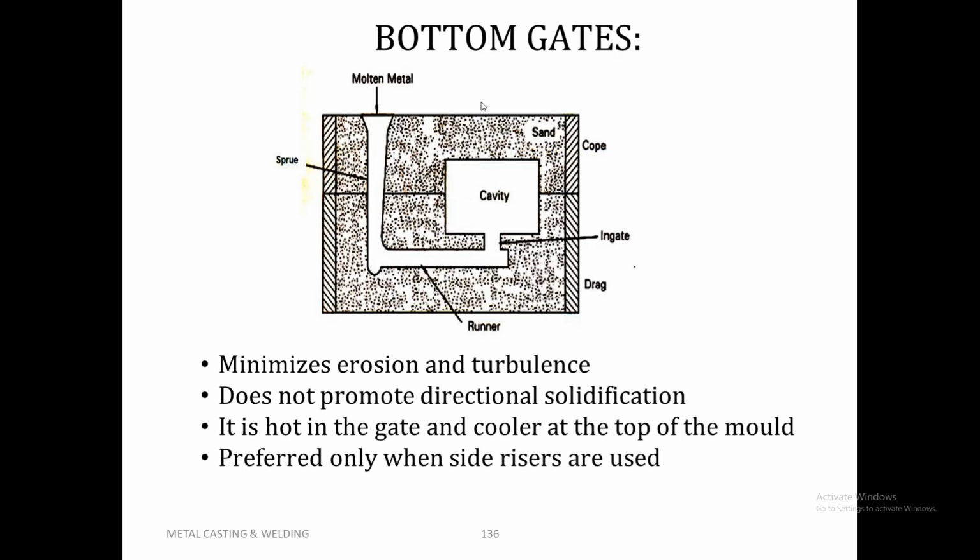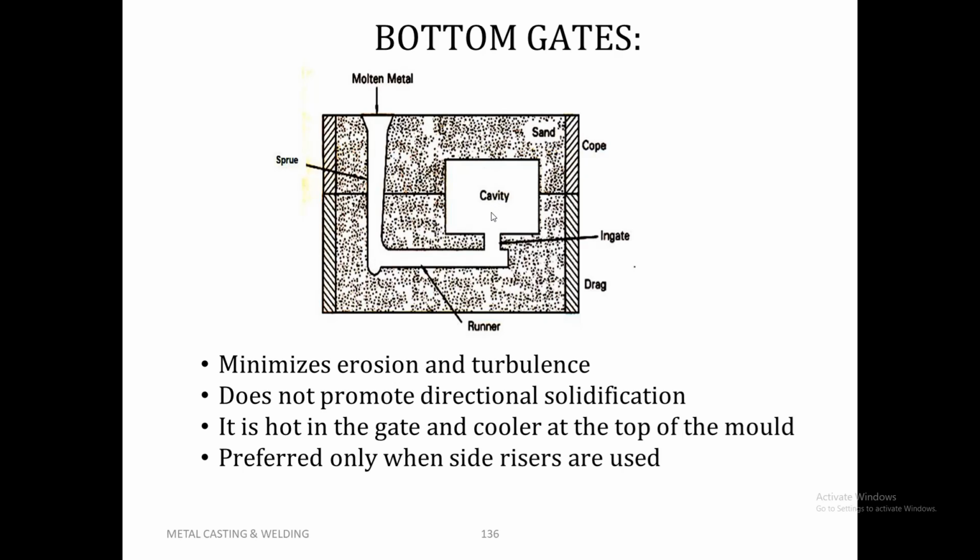Since it is not directly entering into the cavity, that is how it reduces the erosion as well as the turbulence. But the problem here is, since the molten metal enters into the sprue, the area over here needs to be a lot stronger. The bottom gate minimizes the turbulence and erosion in the mold cavity, but provides unfavorable temperature gradient that does not promote directional solidification. So as the molten metal enters here, it starts solidifying from here.